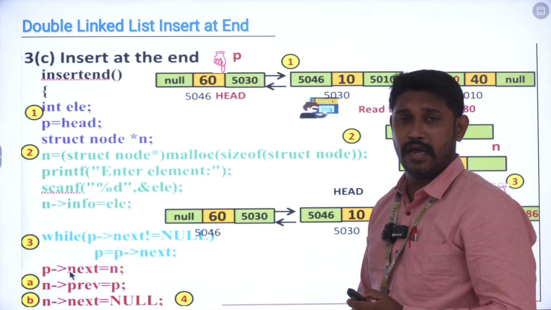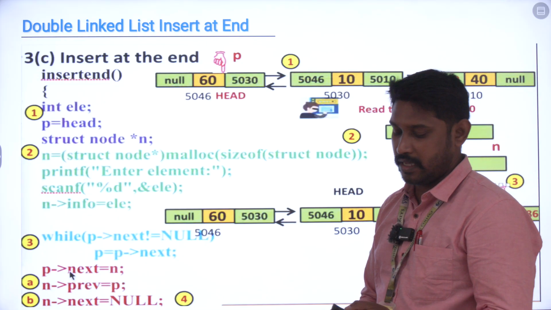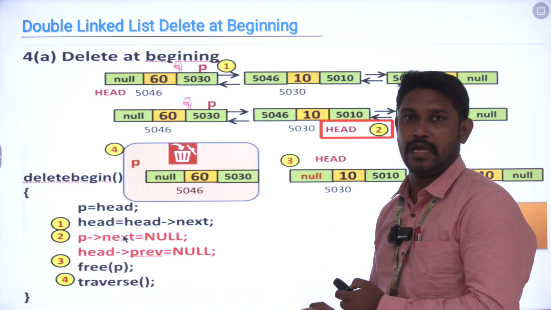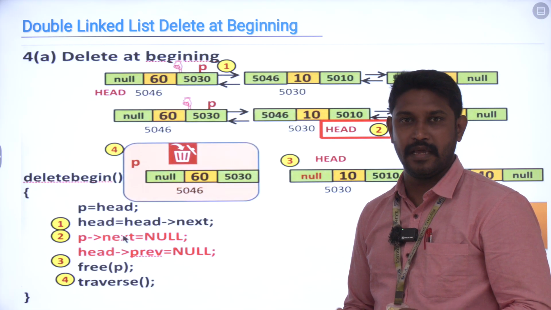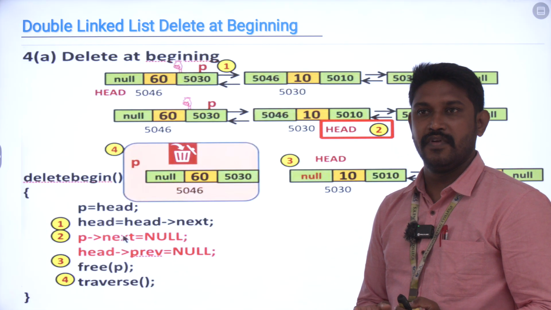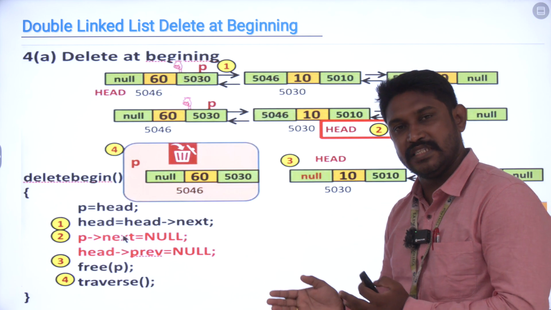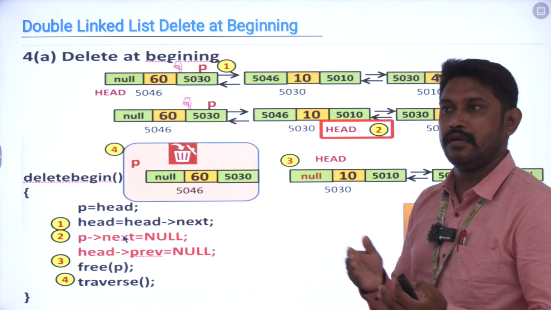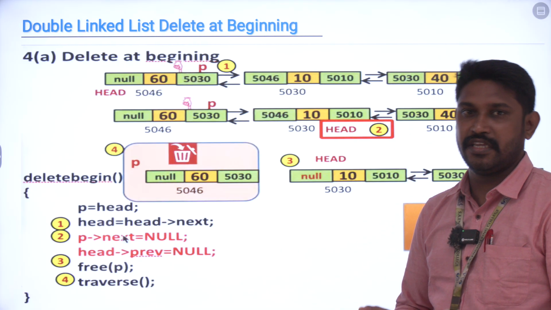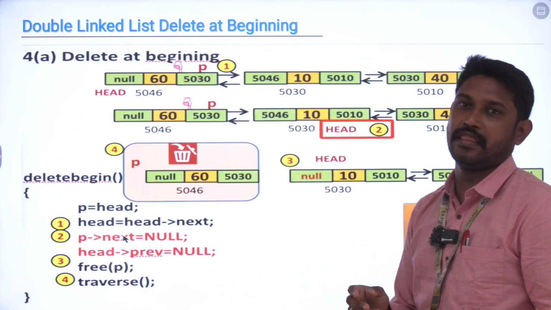So far we have seen insertion at the beginning and insertion at the end. Next we move on to deletion. In this concept we are going to delete a particular node. Deletion in a double linked list takes place in three types: deletion at the beginning, deletion at the end, and deletion at any position. In today's section we are going to see deletion at the beginning as well as deletion at the end.